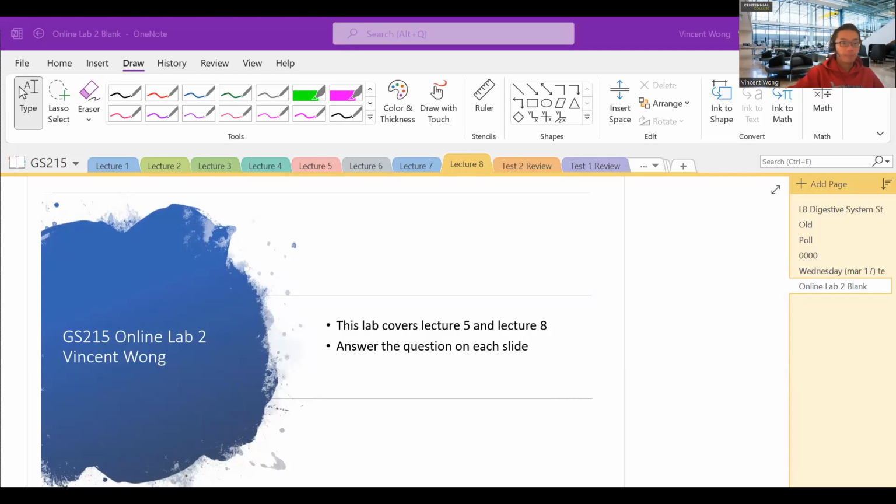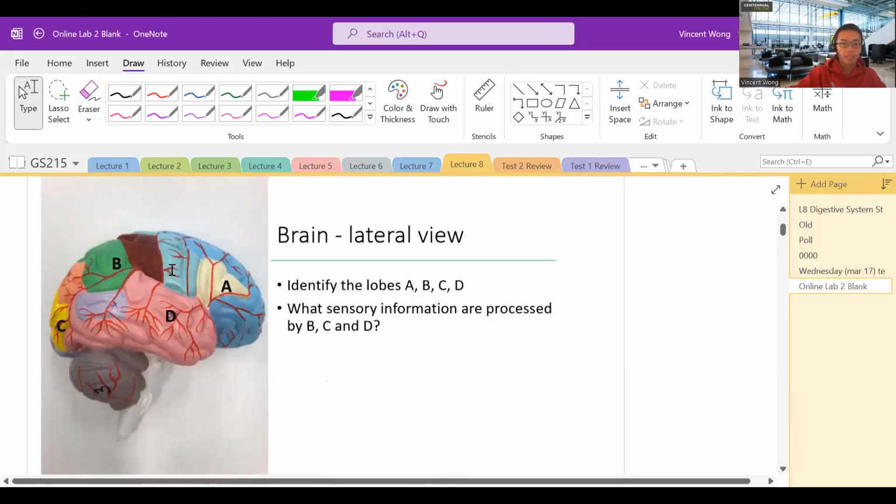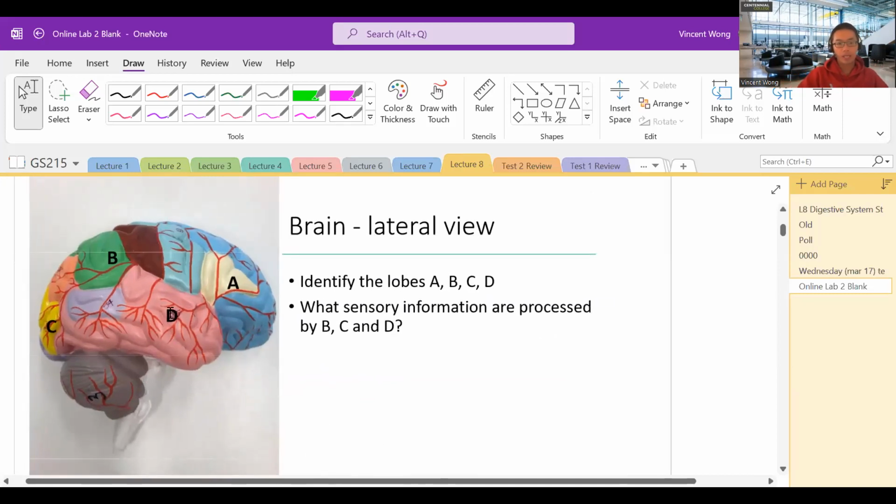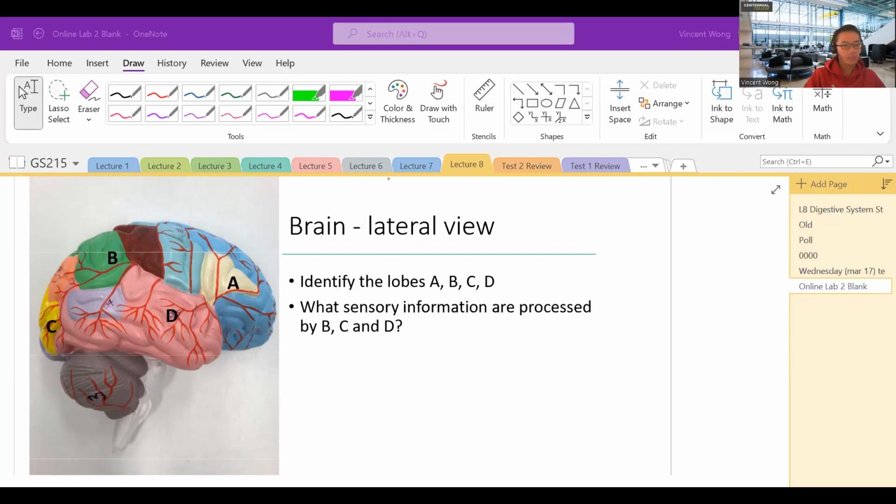Let's take a look at the first slide here. This is the brain, and we're looking at it from the side. That's why it's called a lateral view. Are we looking at the right hemisphere or the left hemisphere? Anybody tell me which half of the brain we're looking at? The left half or the right half? Okay, looks like right.